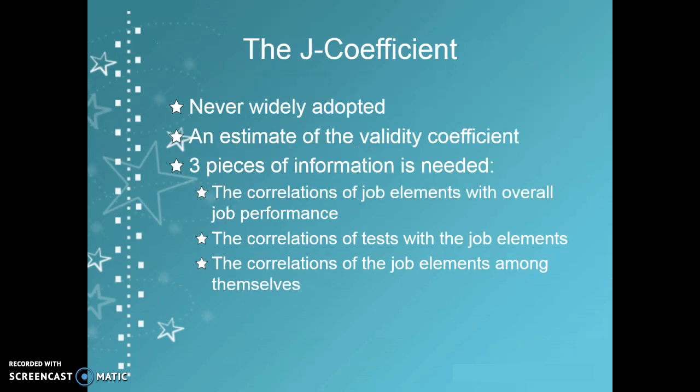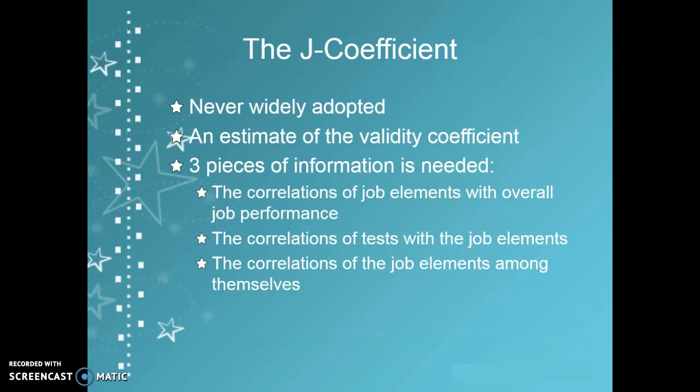The J coefficient is something that Primoff developed. It was never widely adopted. It's an estimate of the validity coefficient if we were to conduct a correlation study, like test aptitude to overall job performance. There are 3 pieces of information that are needed to calculate the J coefficient. The correlation of job elements with overall job performance, the correlations of tests with job elements, and the correlations of the job elements amongst themselves.